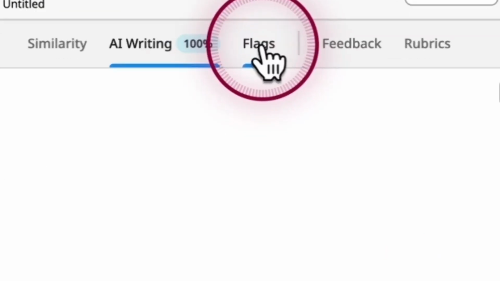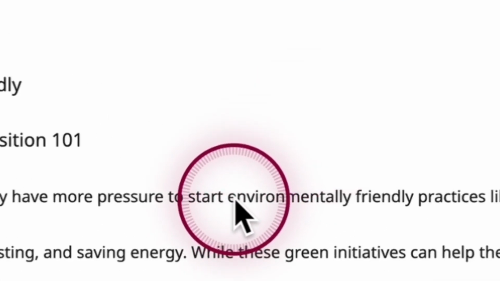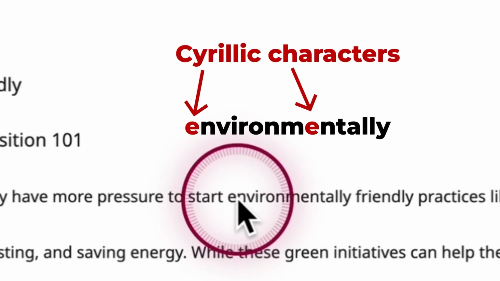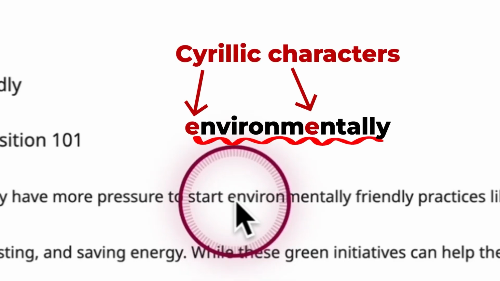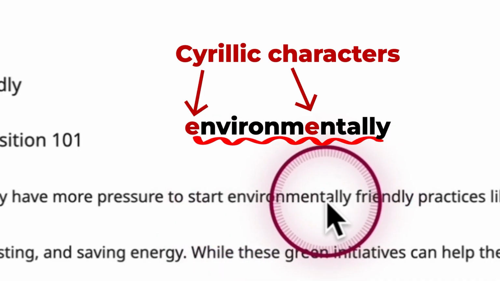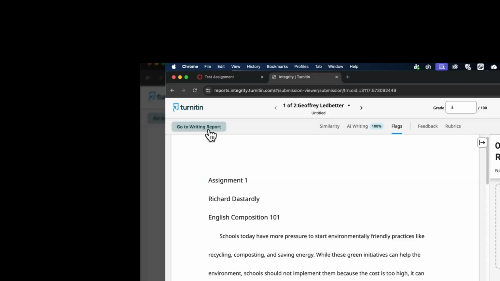So back at the top, we're going to move on to the flags. This particular paper doesn't have any flags yet. We'll see some more later. One of the common flags you might see here is that the student did a find and replace to swap out the normal English character E with Cyrillic E to fake out any AI detectors. Because once this has a Cyrillic E, it's no longer the word environmentally, it's some other word that the AI detector can't process. Lucky for us, if the student does do something like this, we would see it happen in action when we go to the writing report. So let's go there now.